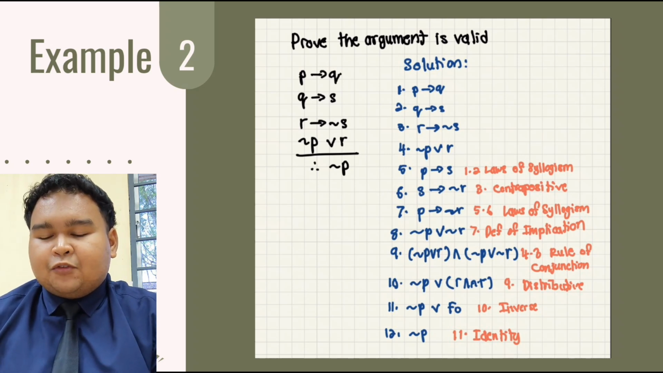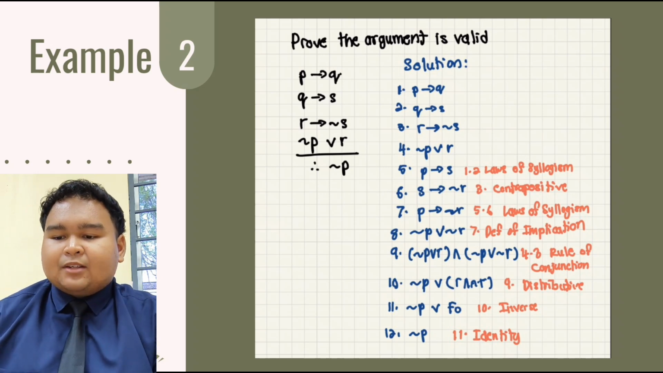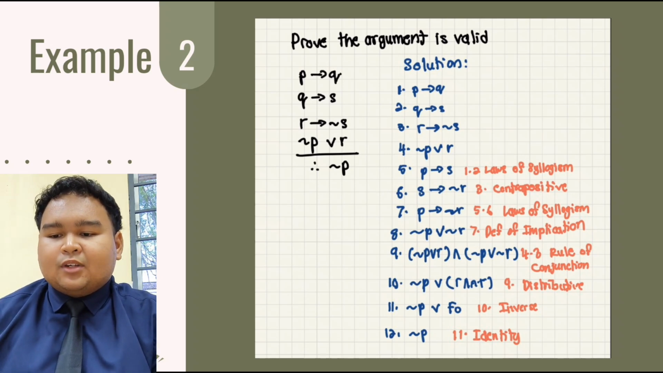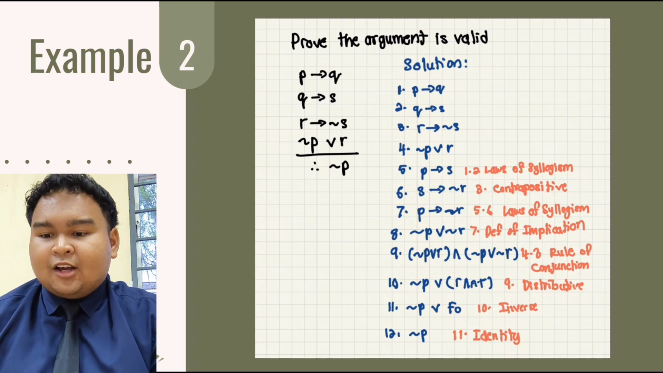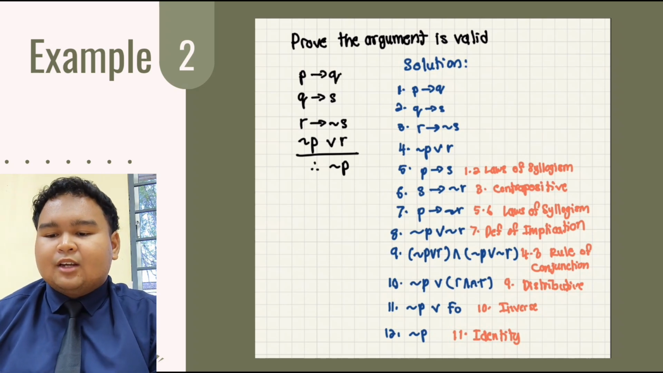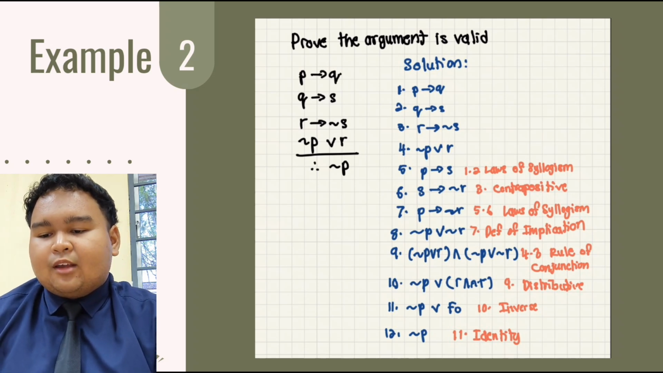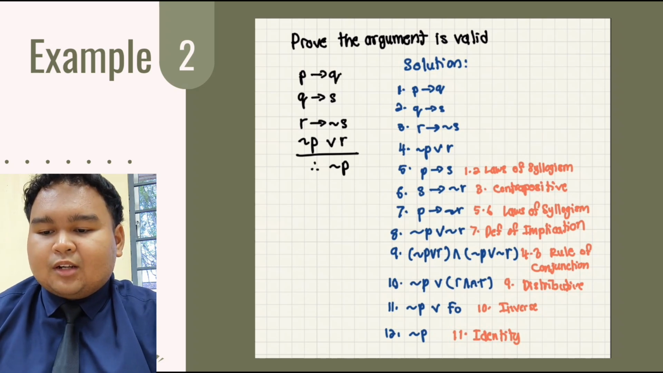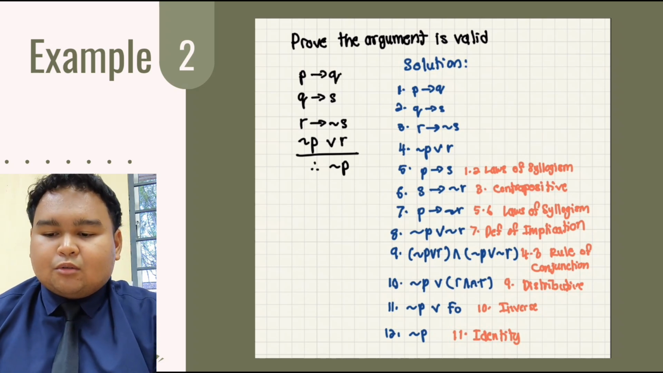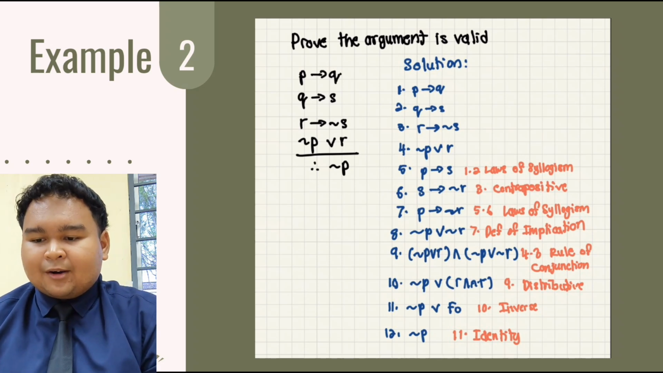For number 5, we use the law of syllogism on premises 1 and 2, and we get P implies S. For number 6, we use the contrapositive of the third premise, and we get S implies negation R. For number 7, we use the law of syllogism on the 5th and 6th premises, and we get P implies negation R. For number 8, we use premise number 7 and the definition of implication, and we get negation P or negation R.